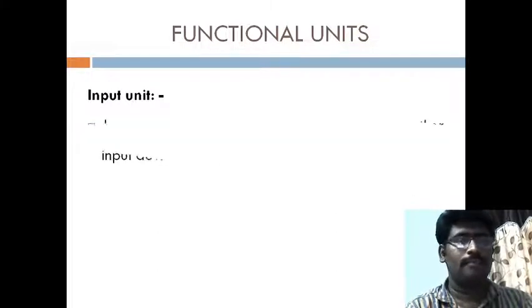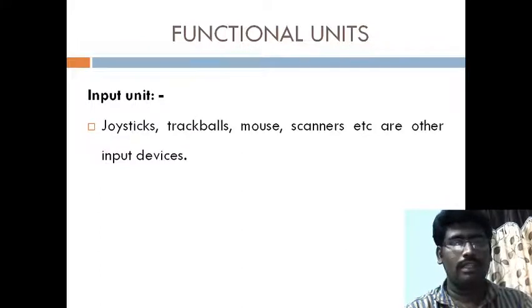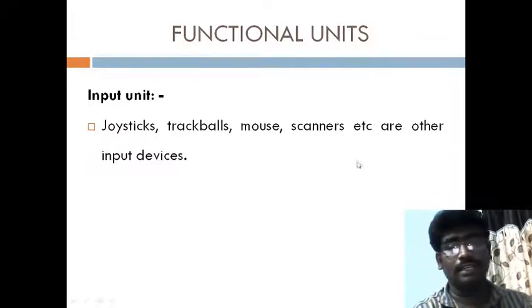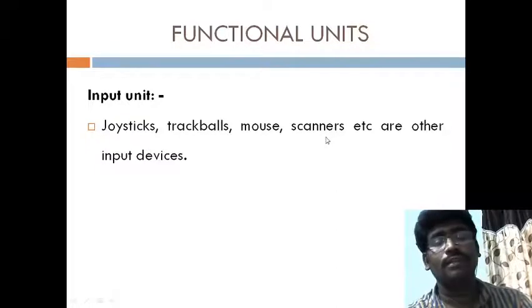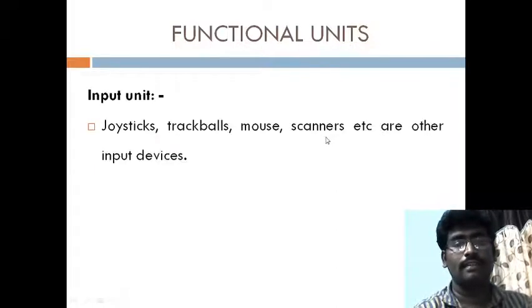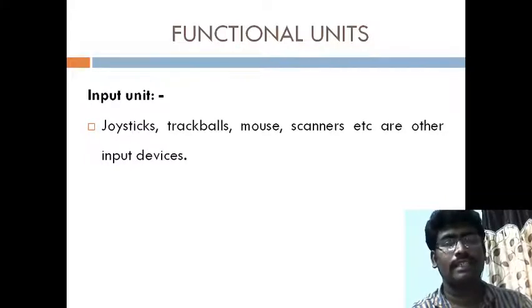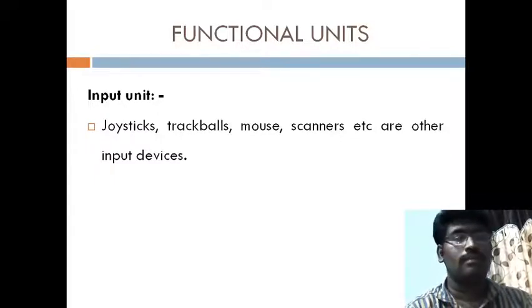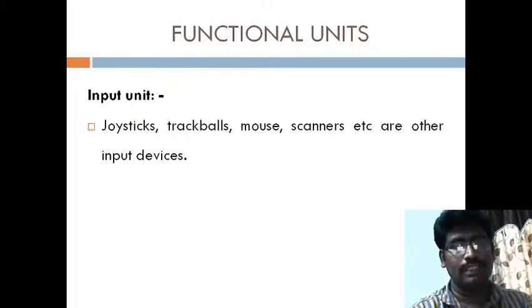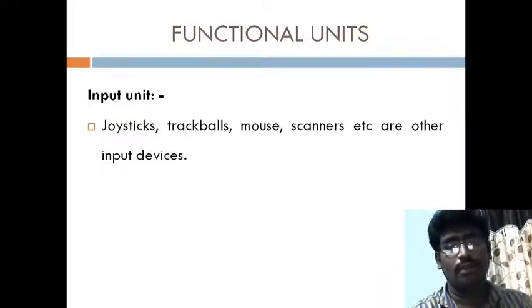After that we will see some examples of input devices. Say mouse, scanner. Please remember scanner is an input device. Most people get confused and think the scanner comes under the category of output unit. So please remember that the scanner is an input device, not an output device. Scanner is not an output device, scanner is an input device.